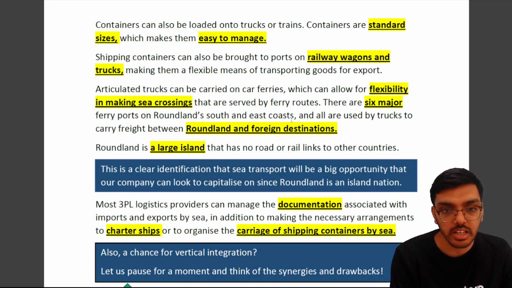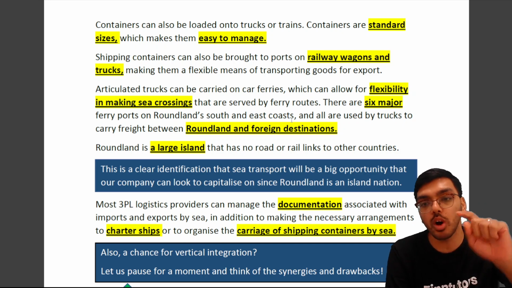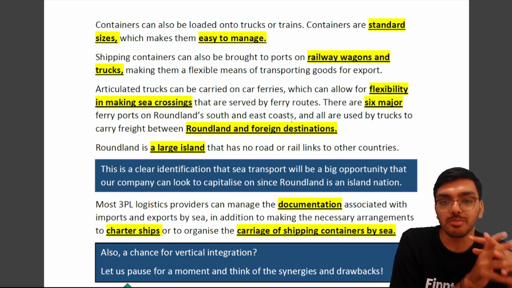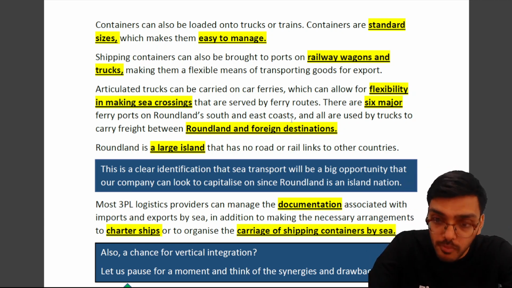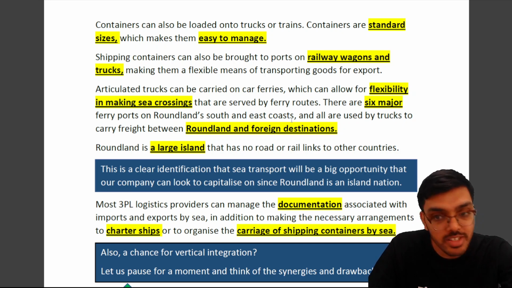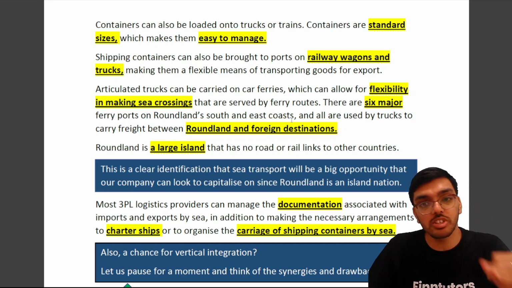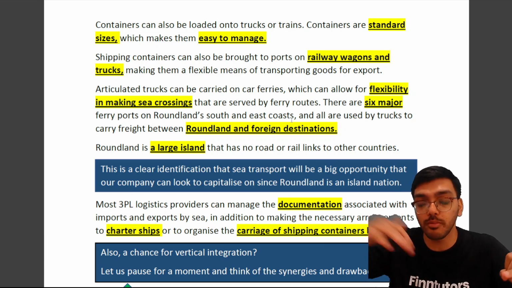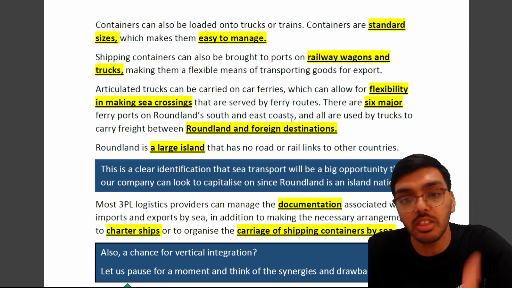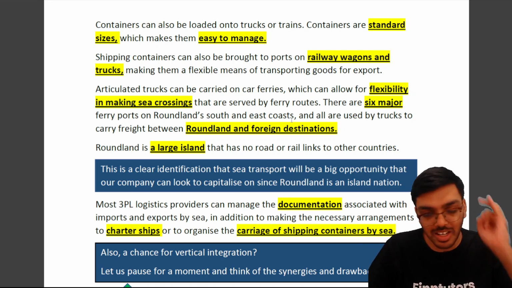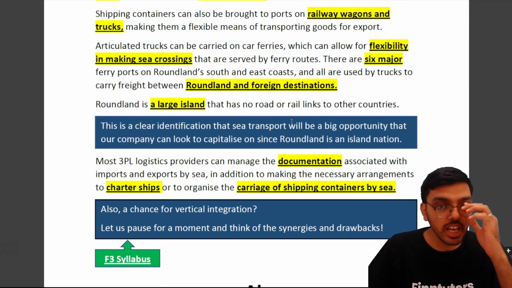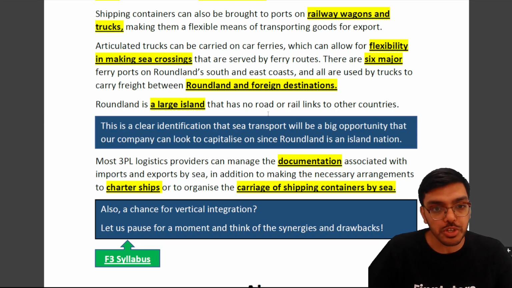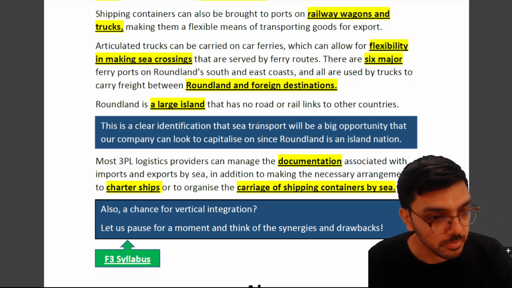Roundland is a large island and has no road or rail links to other countries. So if you want to transport certain goods from other countries to Roundland, you only have 2 options: fly them or send them via sea. So there are only 2 major links if you want to import or export anything to foreign destinations. Your sea transport and air transport will be very important. This is a clear indication that sea and air transport will be a big opportunity that our company can look to capitalize on, since Roundland is an island nation.